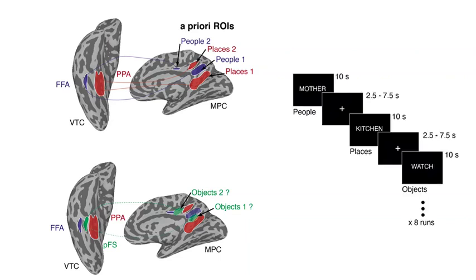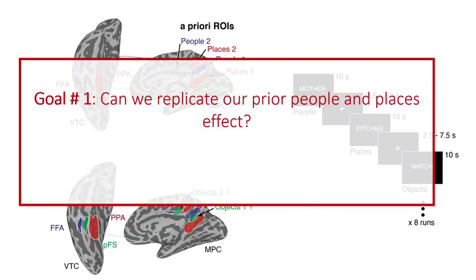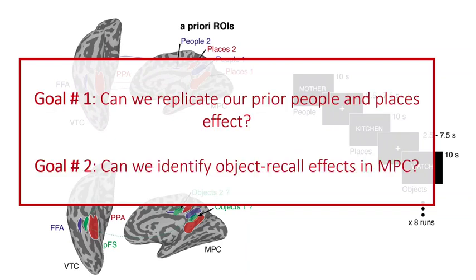So here, participants in the scanner were cued with a word stimulus to a personally familiar person, place, or object. And they simply had to recall the target from memory as vividly as possible. Okay, so no images were shown here, they were all just word cues. So this design hopefully allowed us to accomplish 2 goals. The first was a direct replication of our previous people and place data, and the second was to establish whether we can find these distinct regions for object recall within medial parietal cortex.